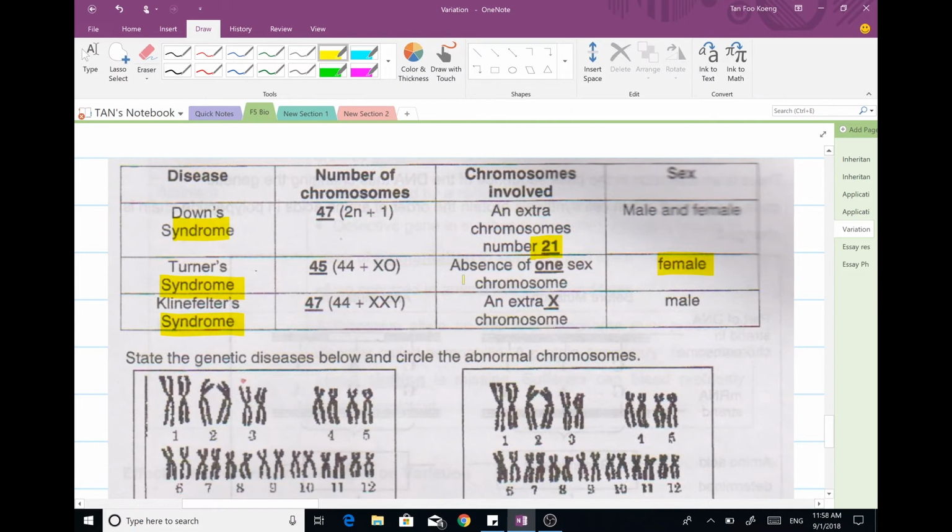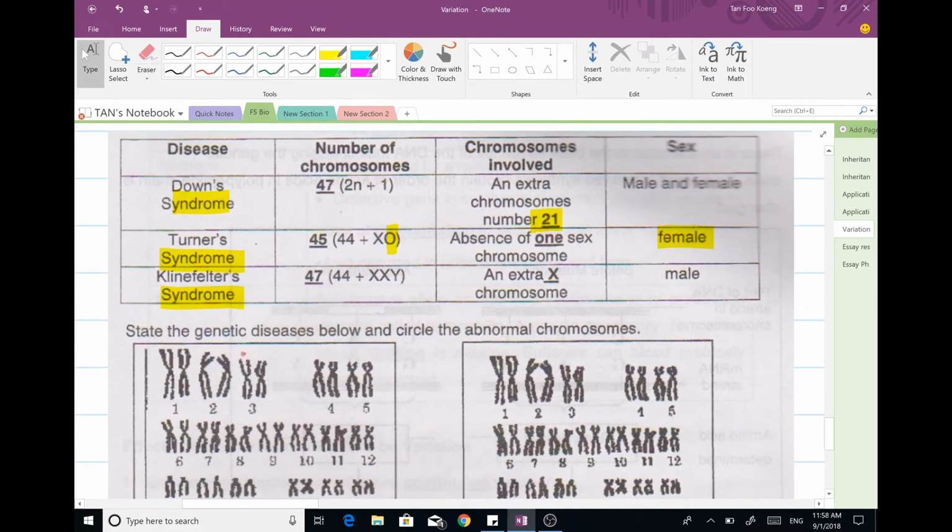However, in the absence of one X chromosome, she might not develop the female secondary sexual characteristics. So most likely these people won't have a menstrual cycle after puberty, and that's why she couldn't conceive. She couldn't have babies. And then the third disease related to chromosomal mutation would be Klinefelter's syndrome.